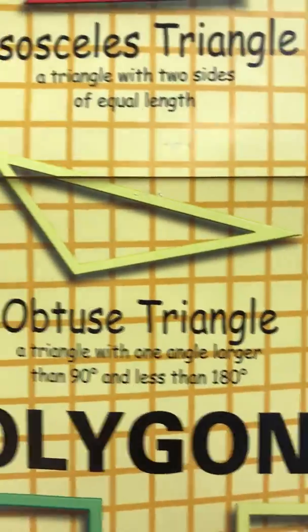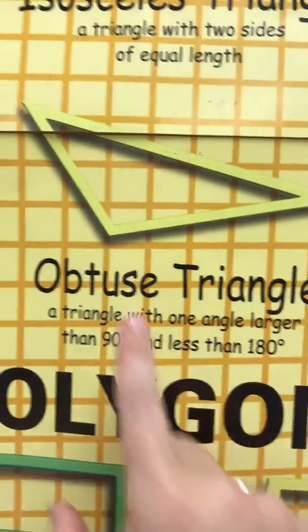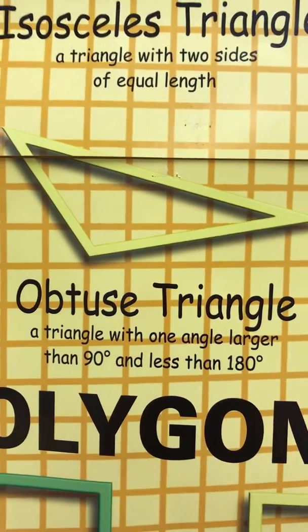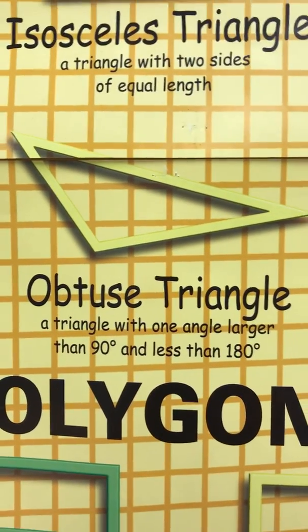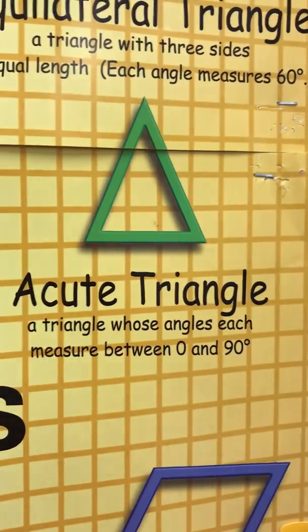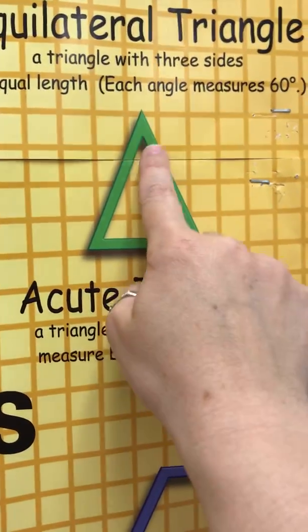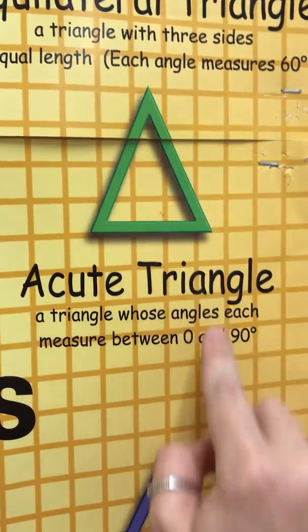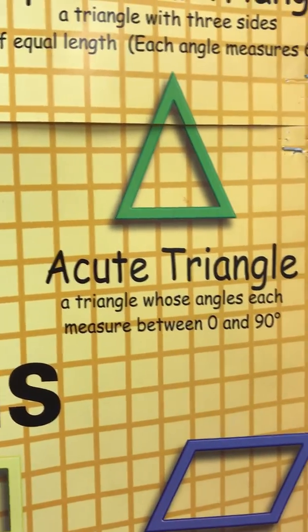An obtuse triangle is a triangle with one obtuse angle. Again, for the same reasons, you can only have one obtuse angle in a triangle. And then an acute triangle is a triangle where all 3 angles are acute, or less than 90 degrees.